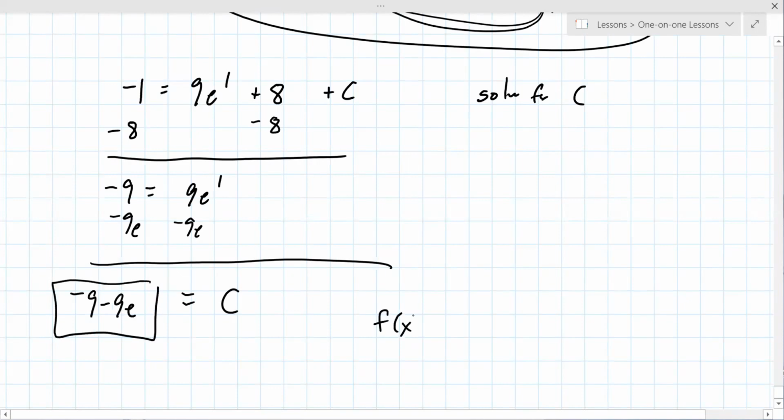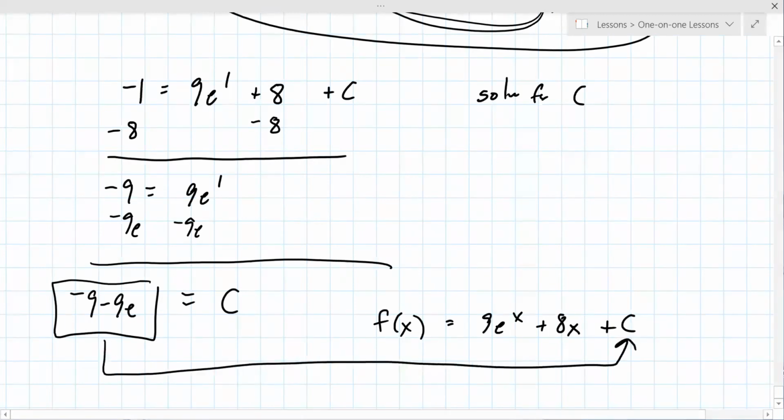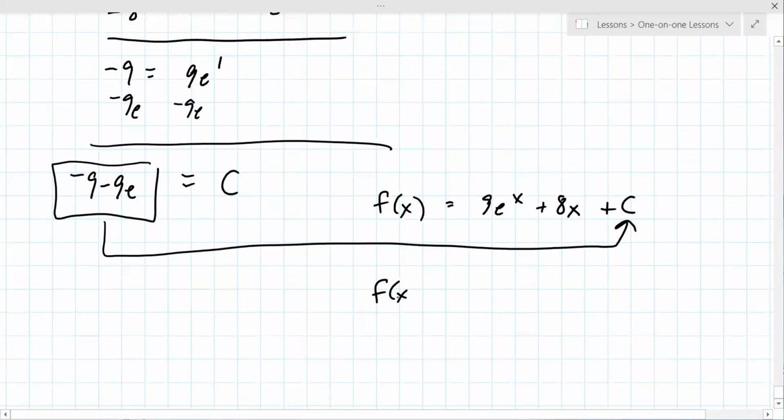So f of x was 9e to the x plus 8x plus c. You take this and you put it in for c, even though it looks and feels wrong. It doesn't fit your eye. It's okay.